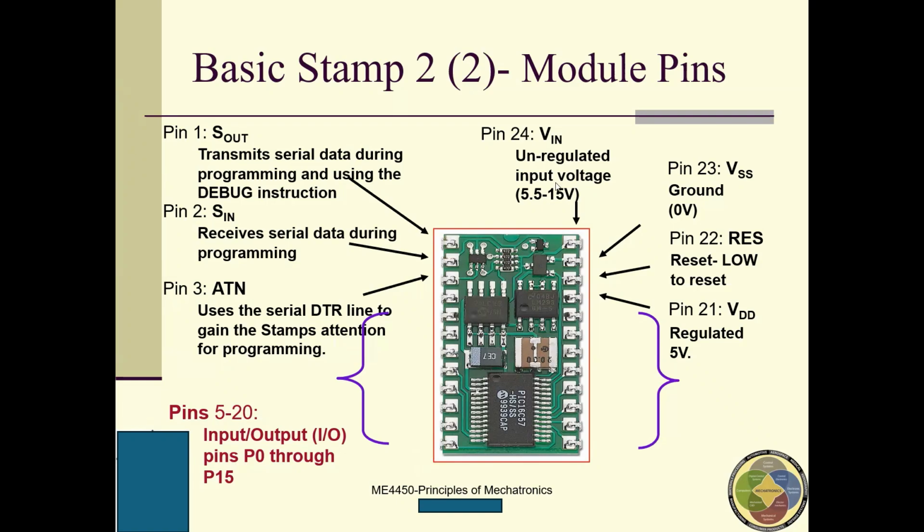So here is pin 24, which is the power. Here is the ground. This is driven by the DC supply. DC will have two terminals. The ground terminal you need to connect here, and the positive terminal you need to connect here. Here is RES, reset, pin 22. And pin 21 is VDD, which is a regulated 5 volts.